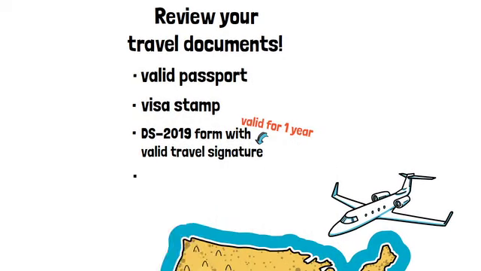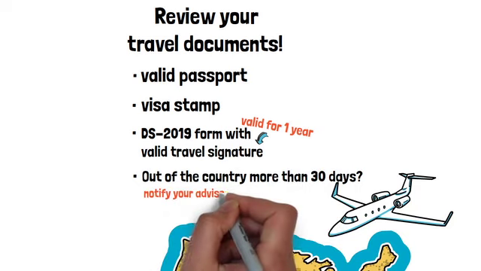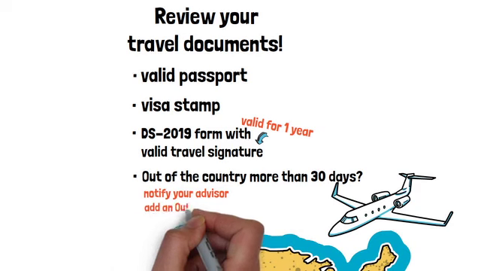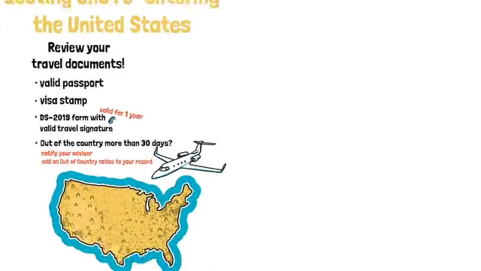If you will be outside of the country for more than 30 days during your program, you must notify your advisor and complete the requirements to add an out-of-country notice to your record, indicating that you are still pursuing your program objectives while outside of the US.